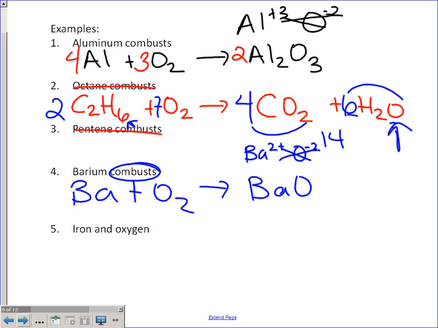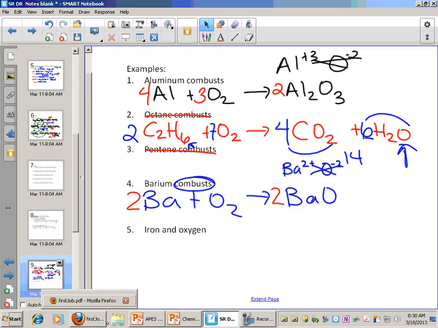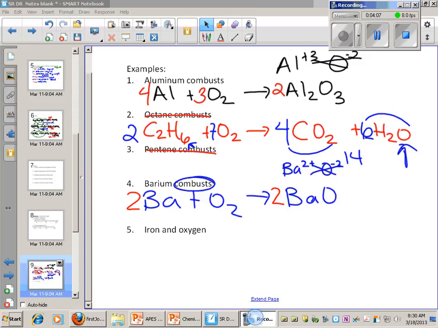Now I need to balance it. I have 1 barium on my reactant side, 1 barium on my product side, 2 oxygens on my reactant side, 1 oxygen on my product side, so I can go ahead and balance that. Now my bariums are unbalanced, so if I put a 2 in front of the barium on my reactant side, that balances me. That's combustion. It's really that simple. The hardest piece of combustion is learning to balance those equations.